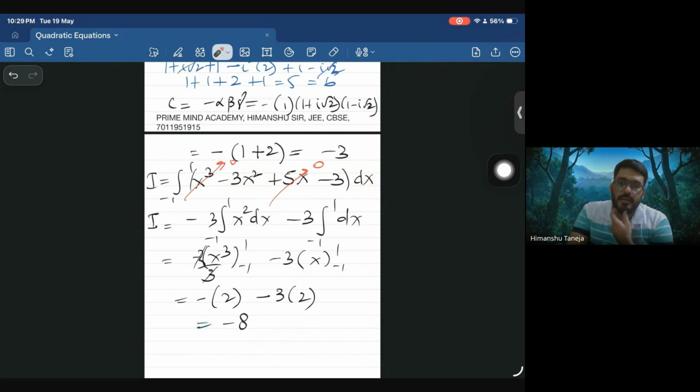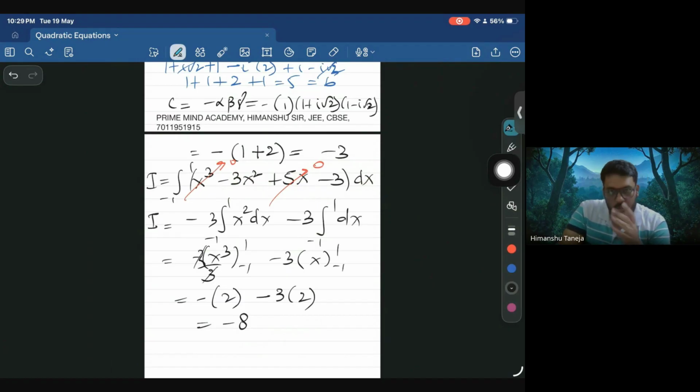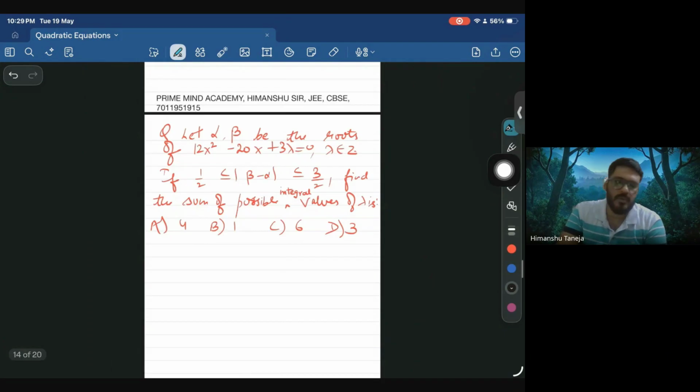In this way, if you have a question in JEE Mains that involves quadratic and integral, you can calculate the unknowns, substitute them, and go with your integral like it was done in this type of question. So, another question that will again help us out in this scenario.